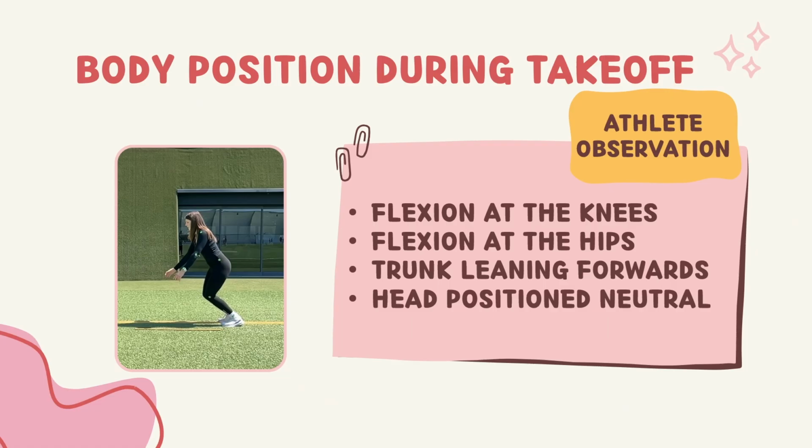Observing the footage of my athlete's jump, I found that her whole body position showed a medium amount of flexion through the hips and knees. Her trunk was leaning forwards and her head was positioned nice and neutrally to her body.